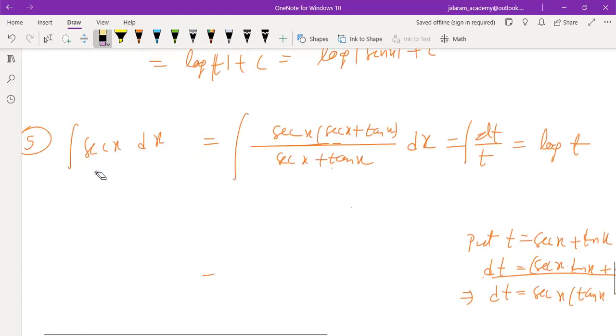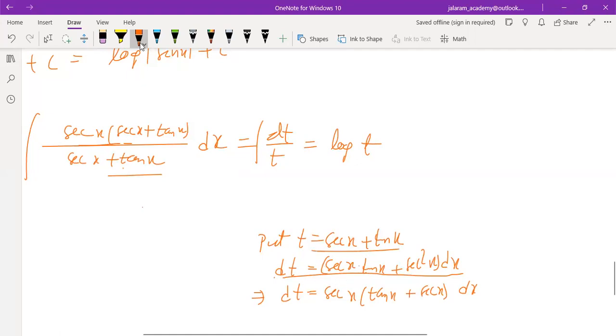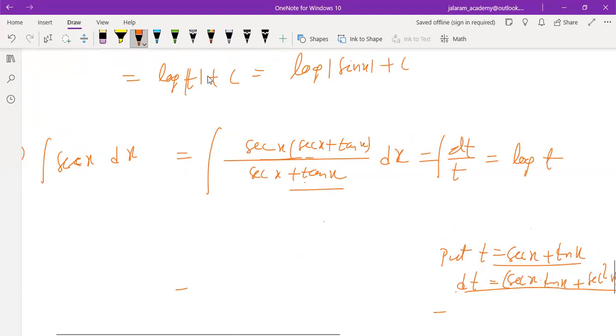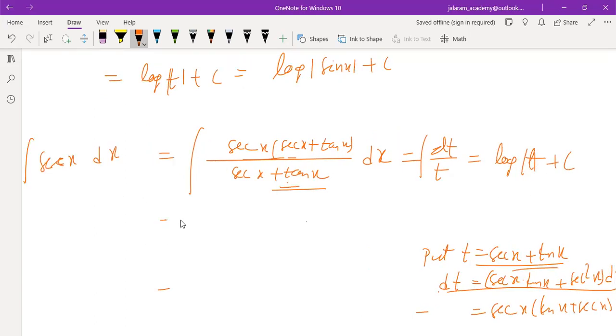To integrate sec x, what we should do first of all is multiply by sec x plus tan x and divide by sec x plus tan x. Put t equals to sec x plus tan x, it is giving dt equals to sec x tan x plus sec square x. So if we take sec x common, it is giving tan x plus sec x dx, which is the numerator. So dt by t, the denominator being sec x plus tan x, gives log t plus c. And t we have assumed as sec x plus tan x. So the integration of sec x is log modulus sec x plus tan x plus c.